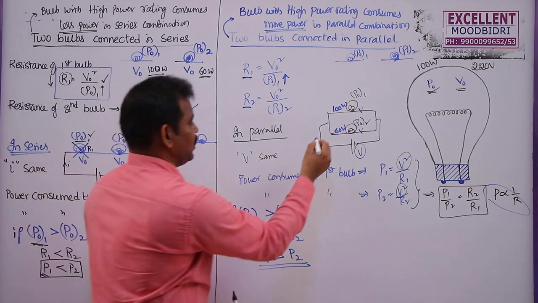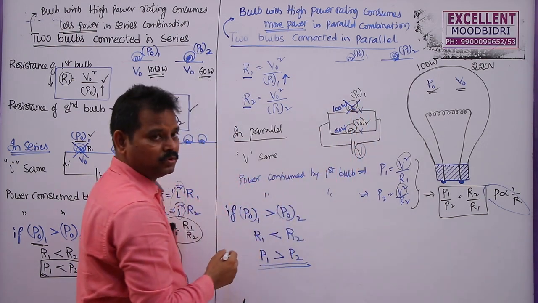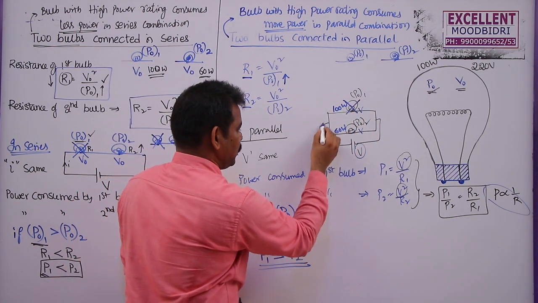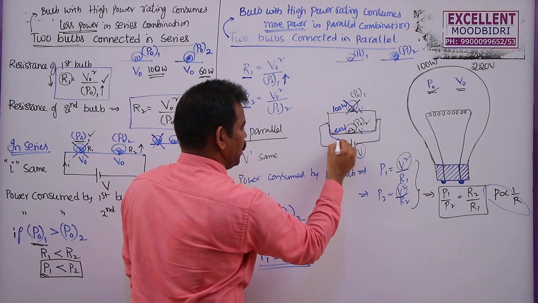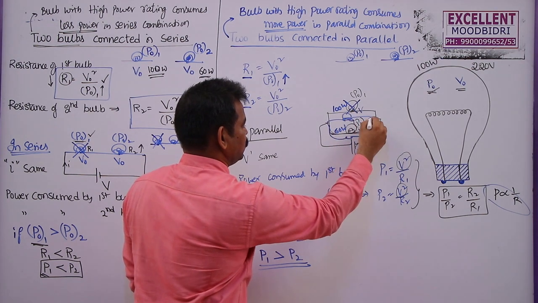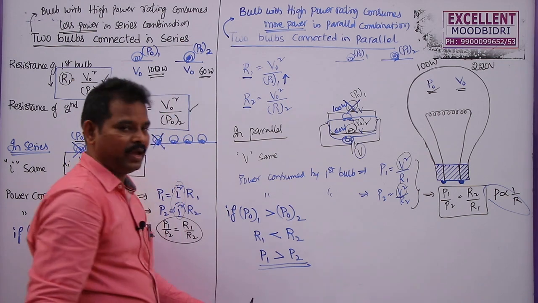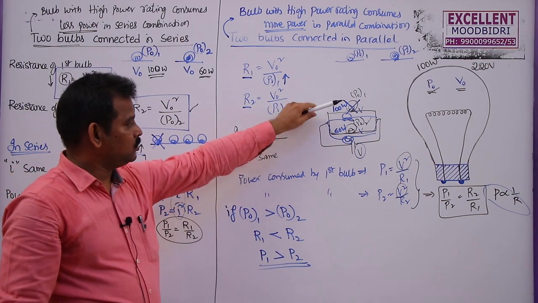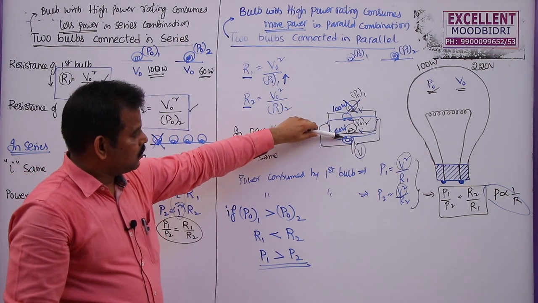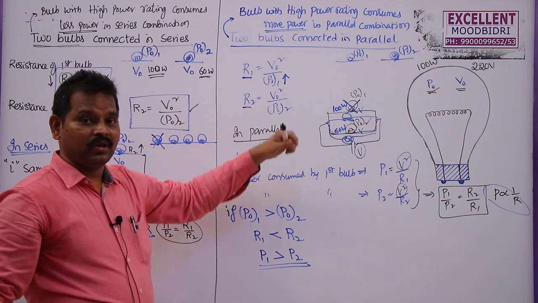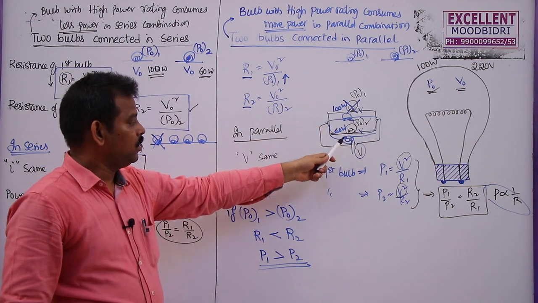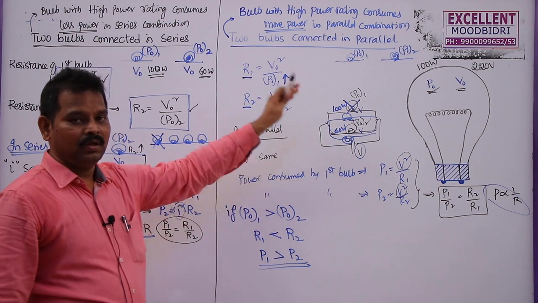But in parallel combination, let us say this bulb is damaged due to some problem, the current can flow through the second bulb or the third bulb or the fourth bulb without any problem. That's why it is better to connect these bulbs in parallel combination, where the bulb with high power rating will consume more power, and the bulb with low power rating will consume less power.